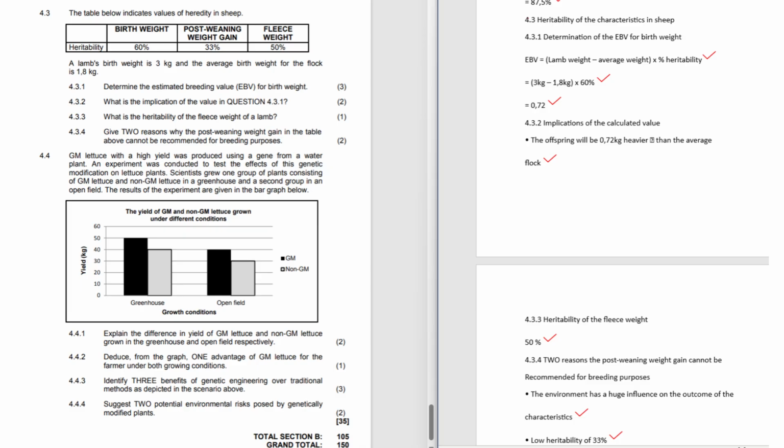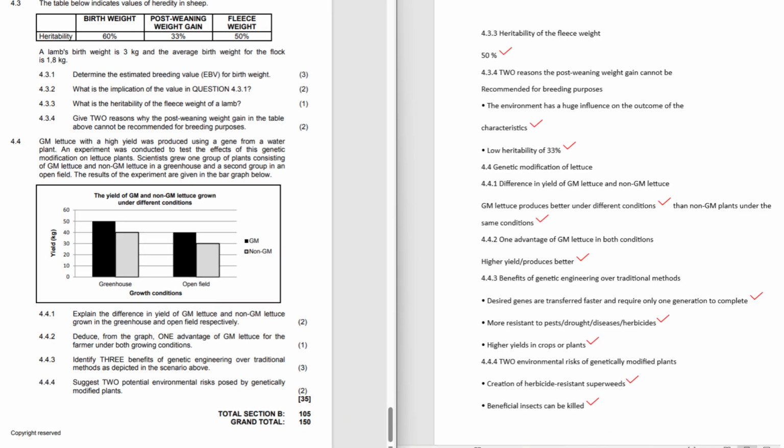We have to indicate that the post-weaning weight gain has low heritability. There's a low heritability of 33%. This makes the environment have a huge influence on the outcome of the characteristics. Because of that low heritability, the environment has a huge influence on the outcome of the characteristics. Then, yeah, let's roll on.